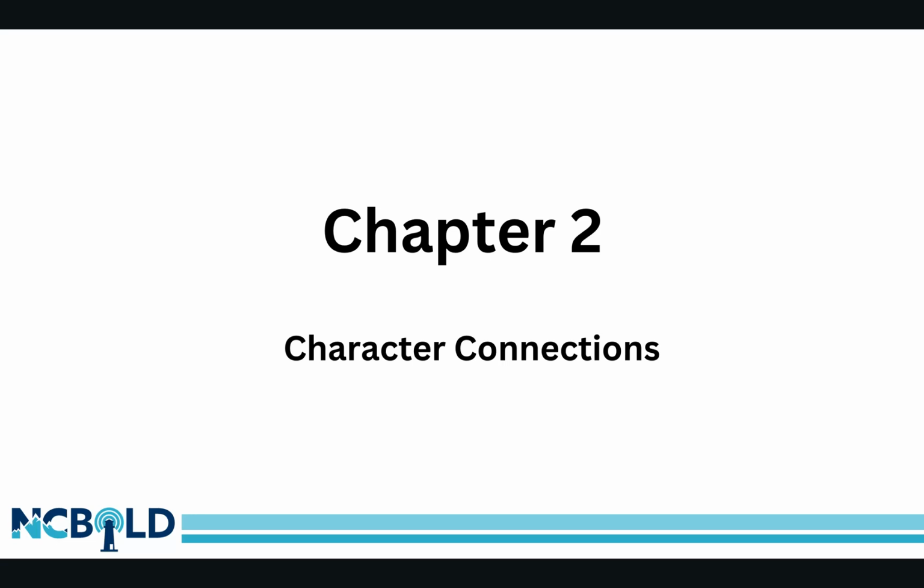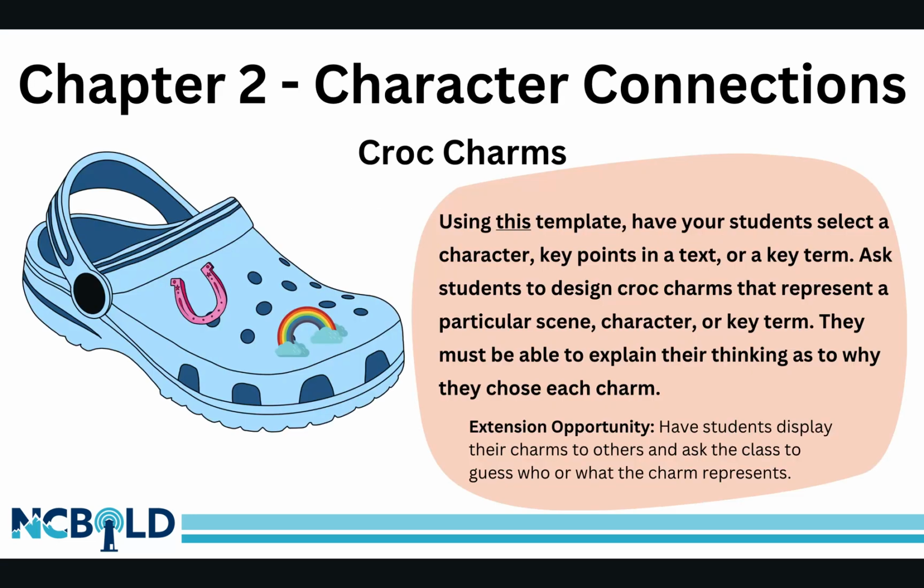So let's look into chapter 2. So we've got our classroom community started. Now let's look into reading and how we get those connections with our characters that we might be reading about in our books. So the first thing that I love to do in my classroom is something called crock charms. And I have a template that you can use. Feel free to click on that link and make a copy of it. And have your students select a character, key points in a text, or a key term. You don't even have to be reading a novel.